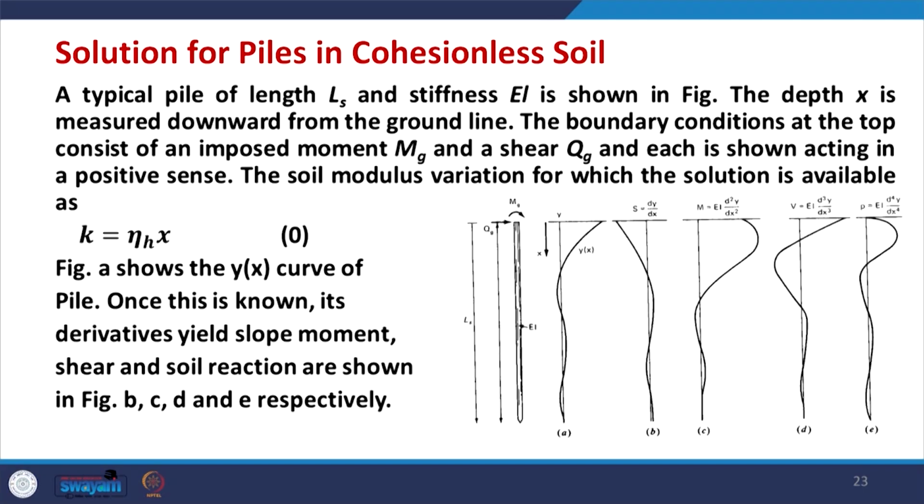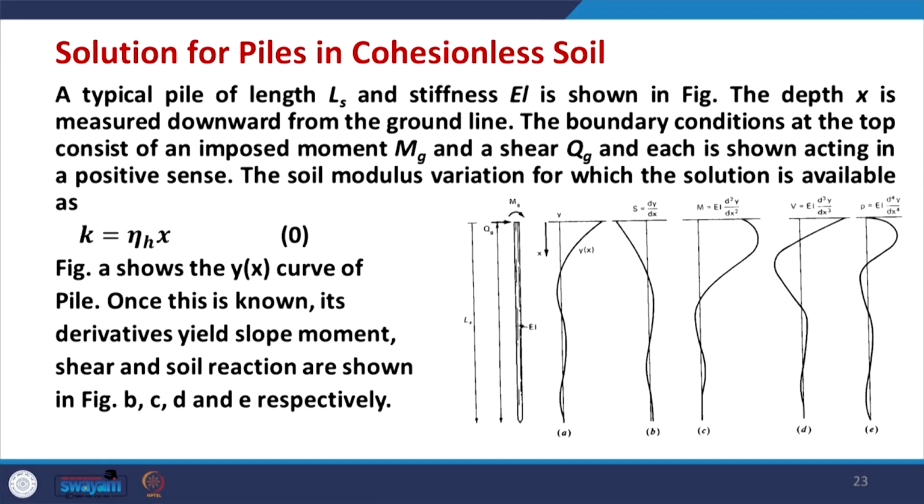What you can see is a typical pile of length Ls and stiffness EI shown in this figure. So, this is your pile. Ls is the length from pile head to tip, EI is the flexural rigidity, and Qg and Mg are the lateral load and the moment acting on the pile. Naturally, you know the value of Qg, the value of Mg, the length of the pile and the flexural rigidity.